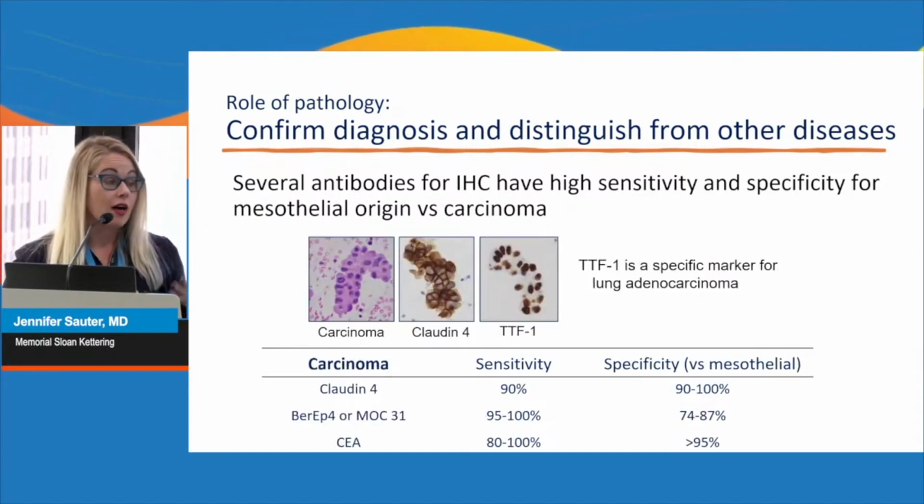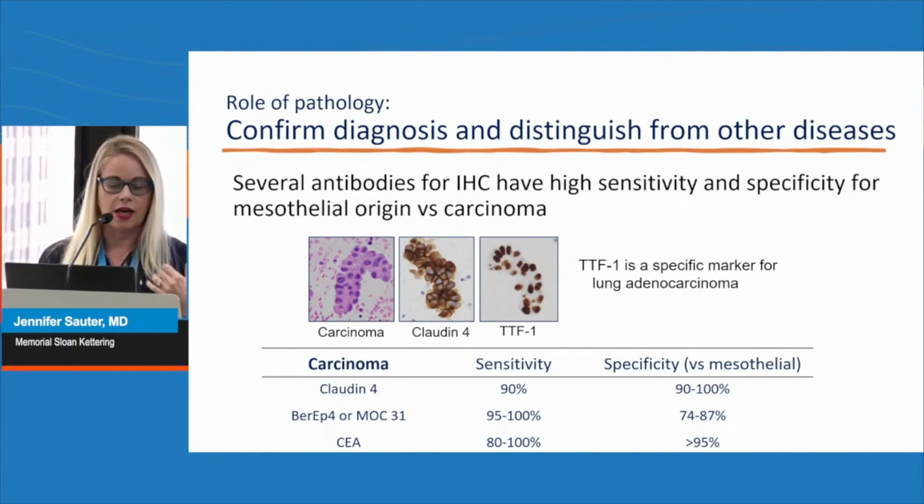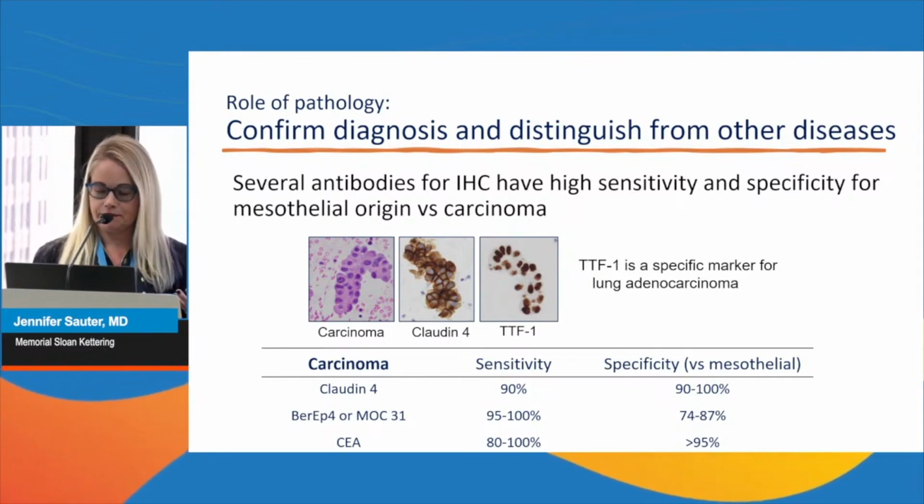There are a number of antibodies that can be used to determine carcinoma origin. They include, this is just a few of many, Claudin-4, BerEP4, MOC31, and CEA. Here's an example of a lung adenocarcinoma, and I would not be able to make that diagnosis just based on this morphology, but I can see that it's positive for Claudin-4 by this dark brown color, and it's also positive for TTF1, which is a nuclear marker that's very specific for lung adenocarcinoma.